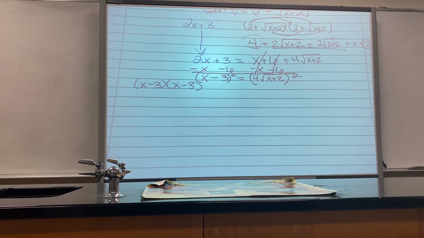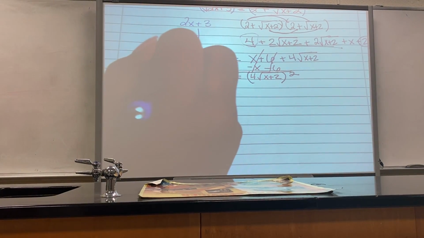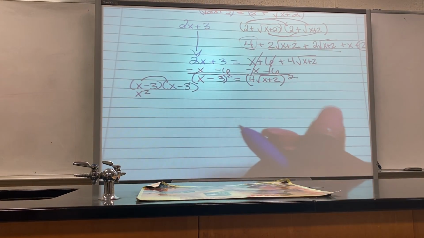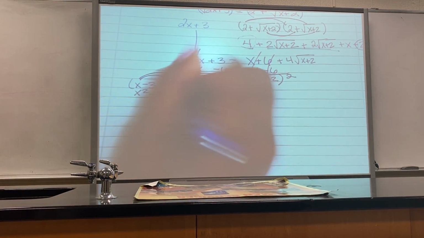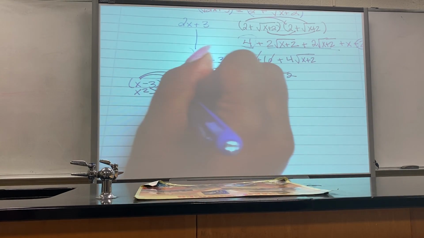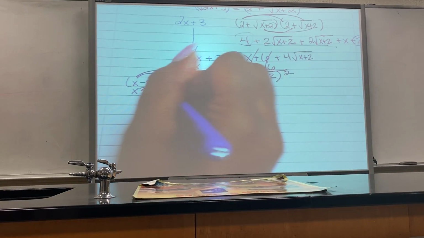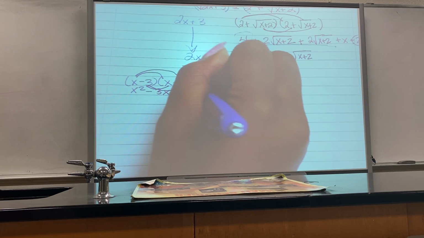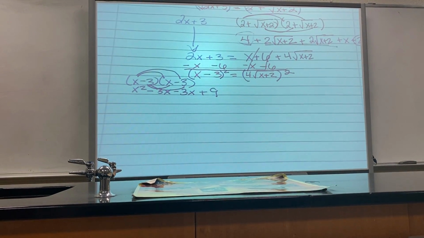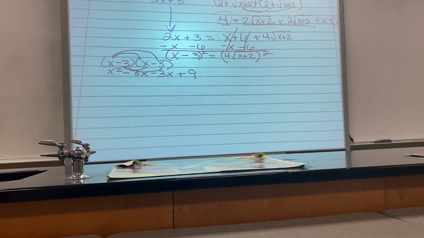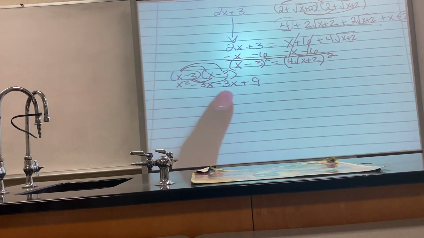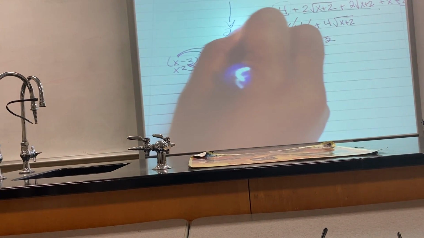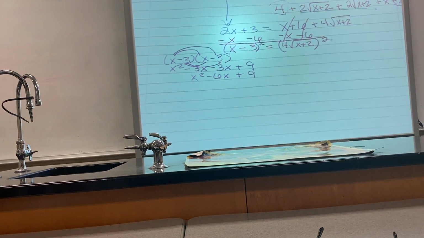Which if I multiply that, becomes x squared, because I'm doing x times x, times negative 3, which is negative 3x. Negative 3 times x to give me another negative 3x. Negative 3 times negative 3 to give me 9. Combine my like terms in the middle. I get x squared minus 6x plus 9.